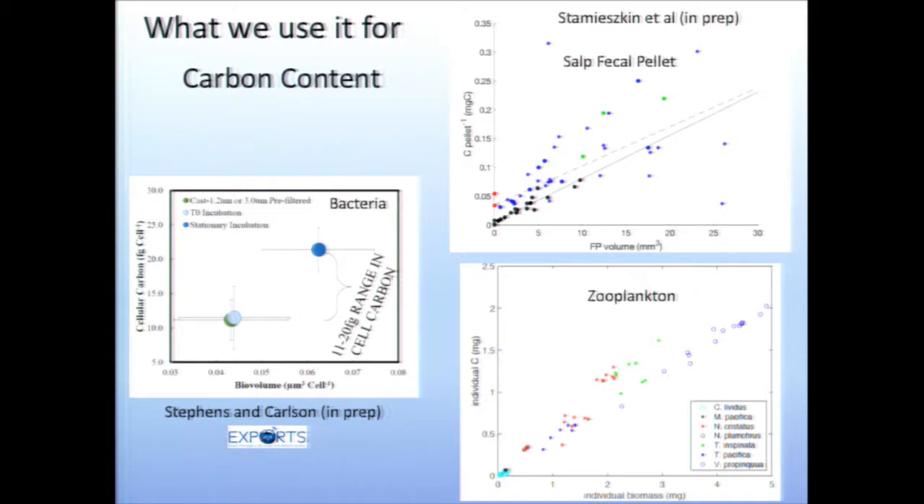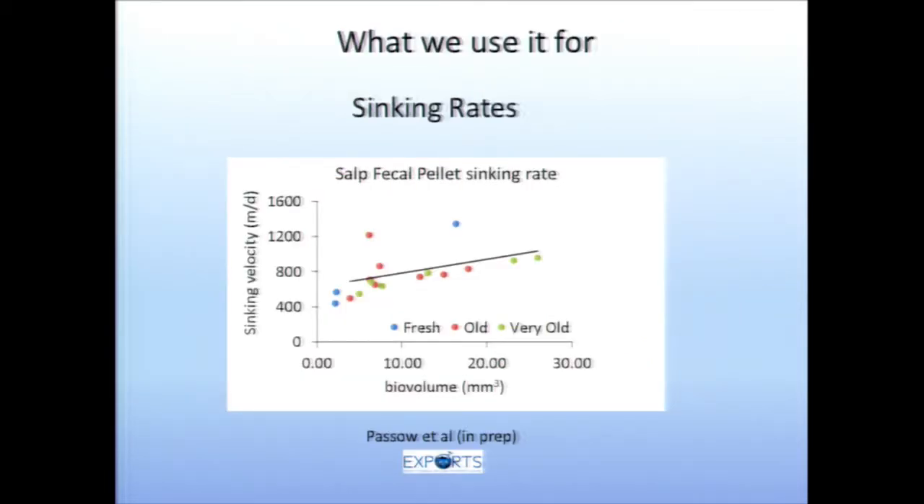Fecal pellet volume, these are salps. We're all about the salps. And this is how much carbon is in a salp fecal pellet. This is the individual biomass of a particular zooplankton, and this is how much carbon is in there. So you see that these linear or power scaled relationships hold true across a lot of data sets, which makes it easy to scale up. We also do them for things like sinking rates. So this is the biovolume of a salp fecal pellet, and this is how fast it sinks.